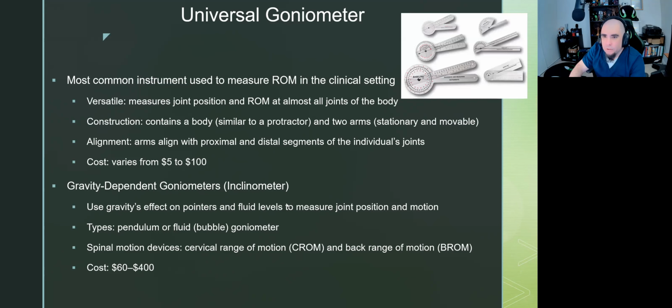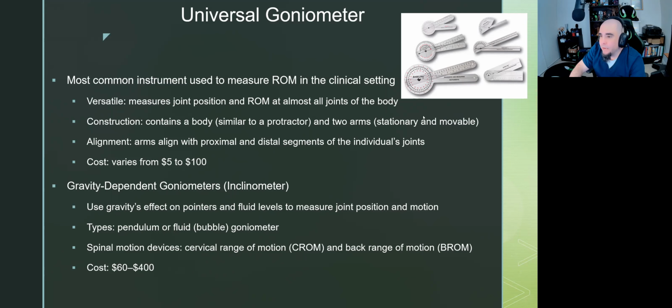Here are our universal goniometers, the most common instrument to measure clinical range of motion in the setting. They're really versatile. They measure most joint positions and range of motion throughout the body. They consist of a body and two arms. It's very similar to a protractor with two long arms on it. The alignment arms align with the proximal and distal segments of the joints. We'll talk about that. And the cost varies, anywhere from $5 to $100.